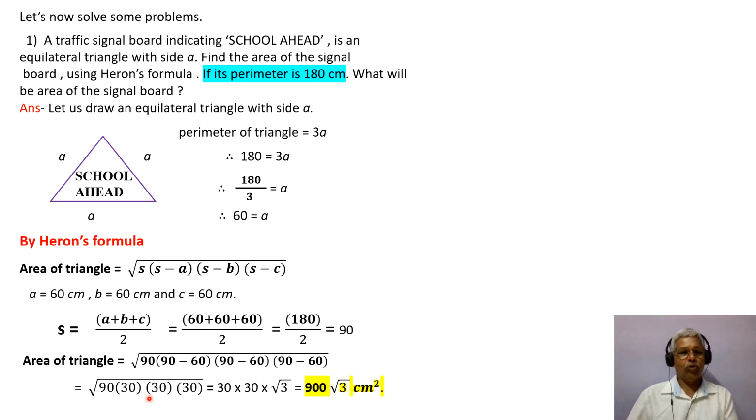Okay. So here, see, 30 comes out, and root 30 comes out with 10, so 30 into 30 into root 3. So that is 900 root 3 centimeters square. Okay. So like that, this is a very simple problem.